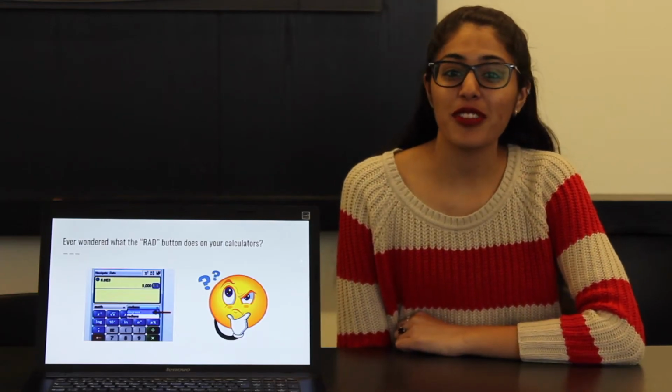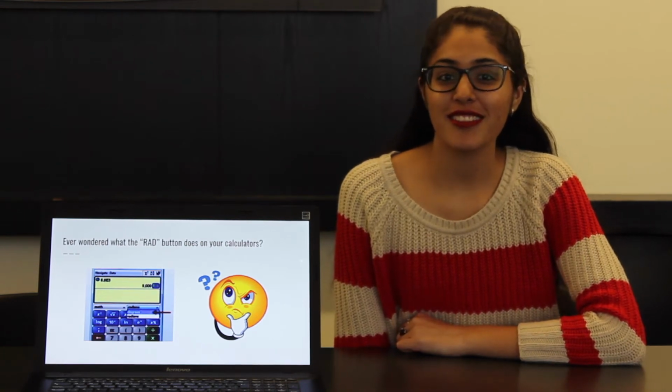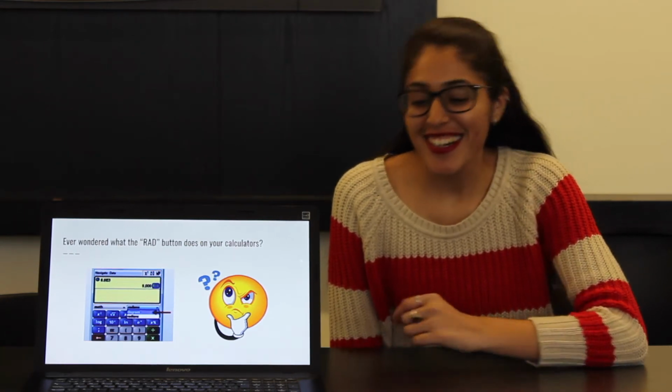Has anyone ever wondered what the rat button does on their calculators? Me too!